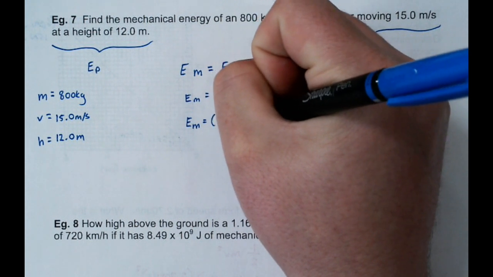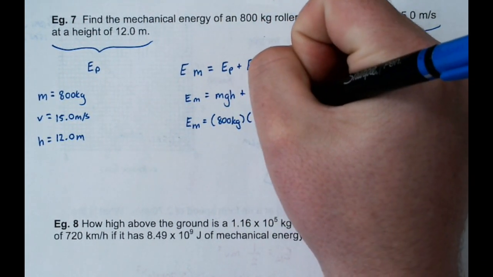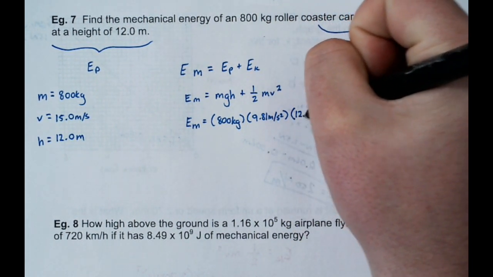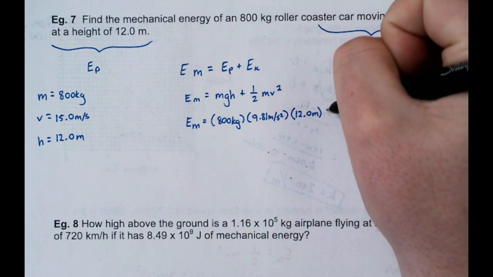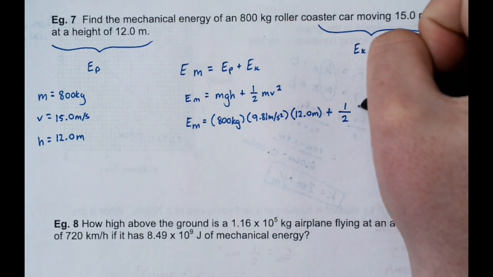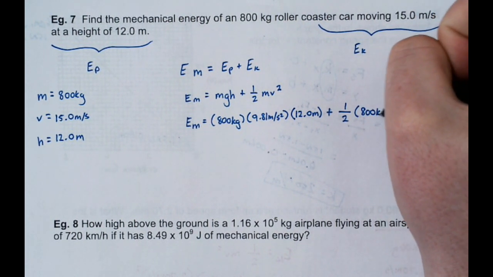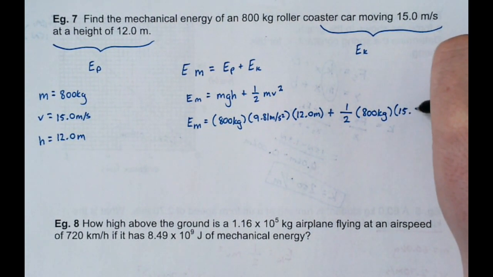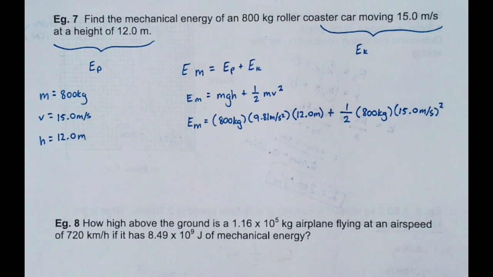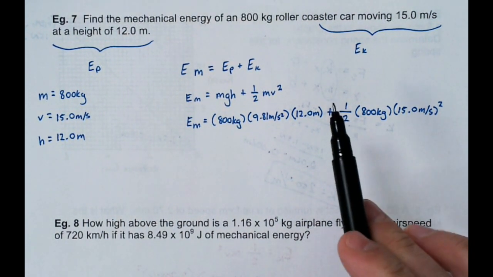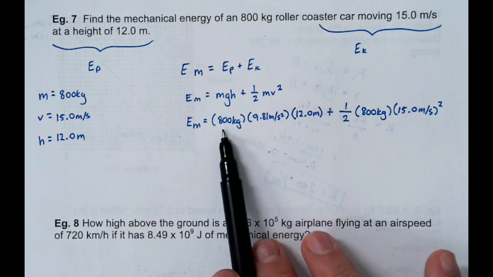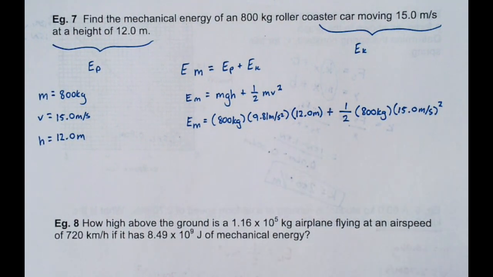The mass is 800 kilograms, times gravity, 9.81 meters per second squared, times the height, 12 meters, plus 1/2 the mass, 800 kilograms, talking lots today, times the speed, 15.0 meters per second, squared. Alright, if you plug this all into your calculator at once, you might get the right answer, but there's a good chance you're going to make a mistake somewhere. What I recommend doing is breaking it up by terms and then adding them together.